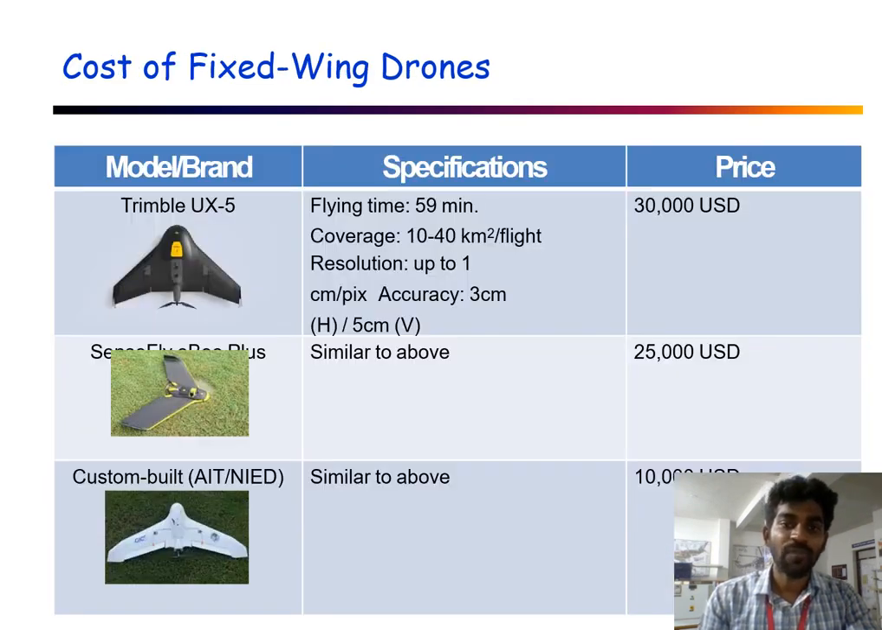Now the cost of fixed wing drones. One model is the Trimble UX5, with a flying time of almost 1 hour, a coverage of 10 to 40 square kilometers per flight, a resolution of up to 1 centimeter per pixel, and an accuracy of 3 centimeters. A custom build or semi-professional drone would have similar specifications, and the price in USD is 25,000 to 10,000.